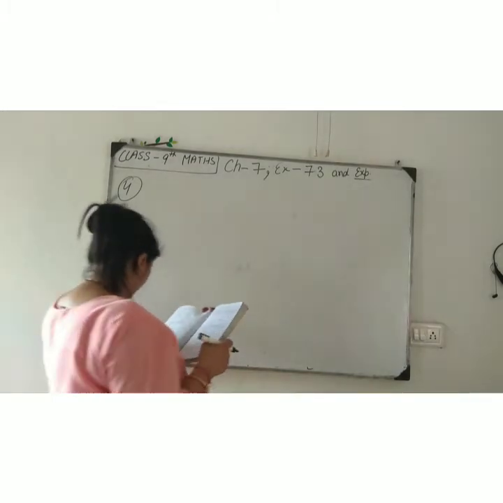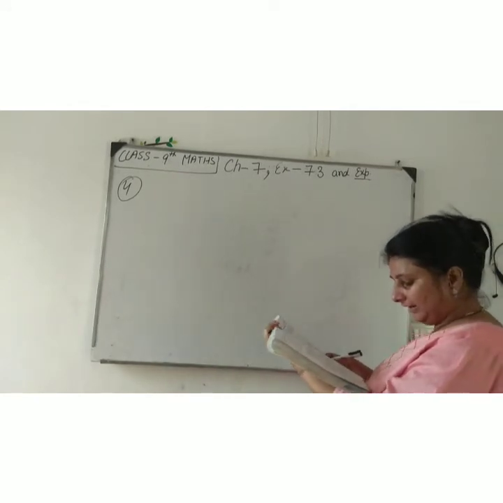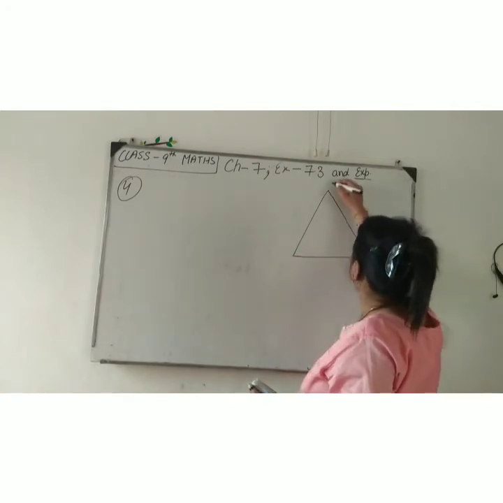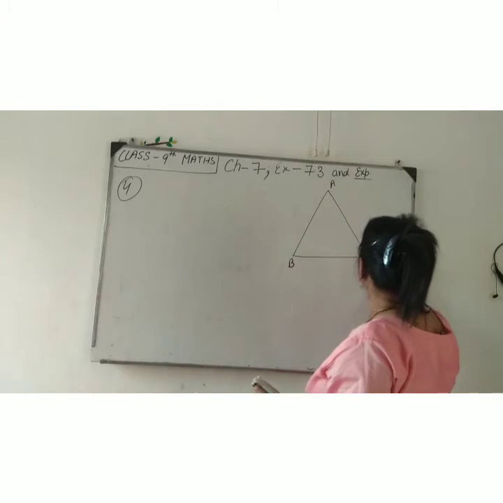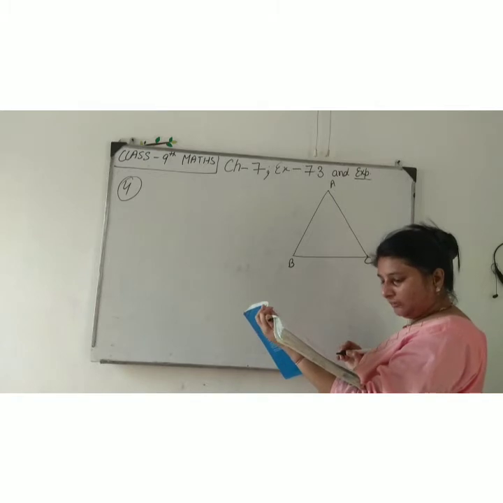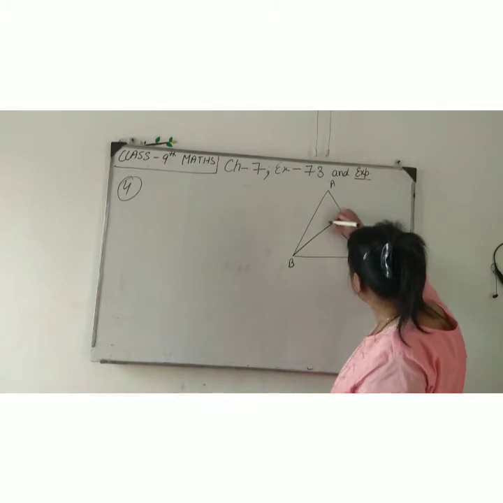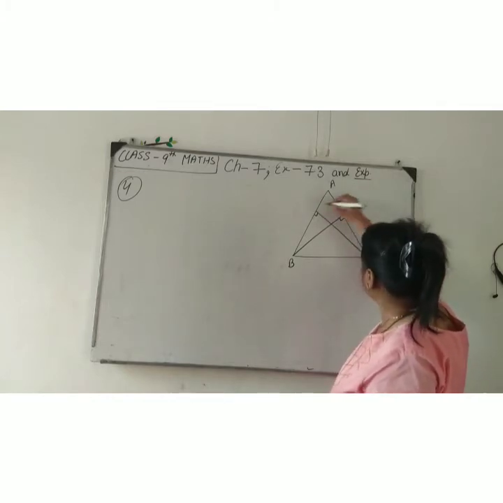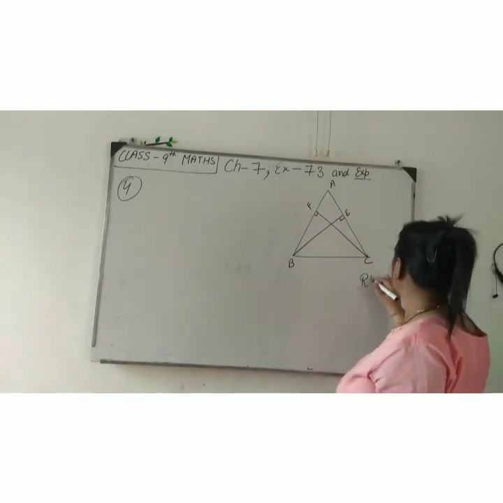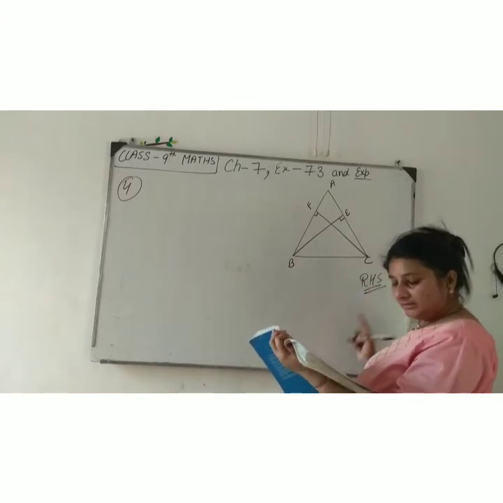Question number 4. BE and CF are two equal altitudes of triangle ABC. This figure you draw yourself, like me. ABC, E and F are perpendicular, BE and CF, EF. Using the RHS rule. It is specified, you just use only RHS, nothing else.